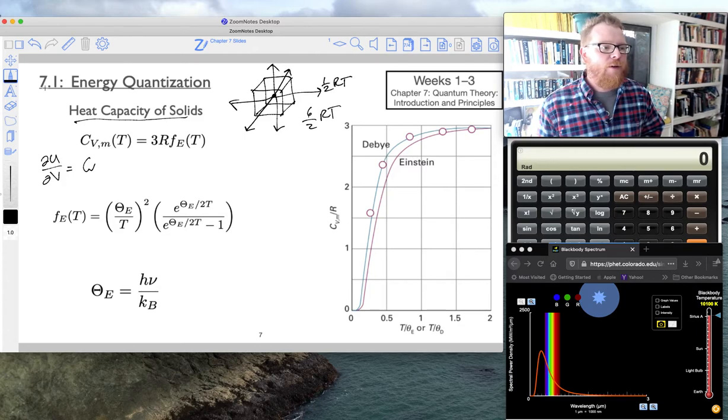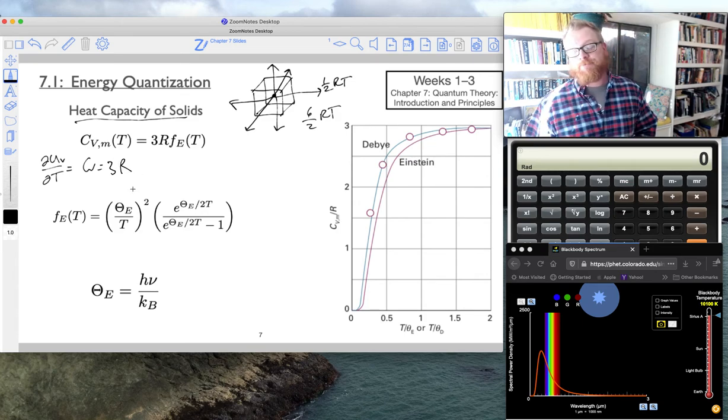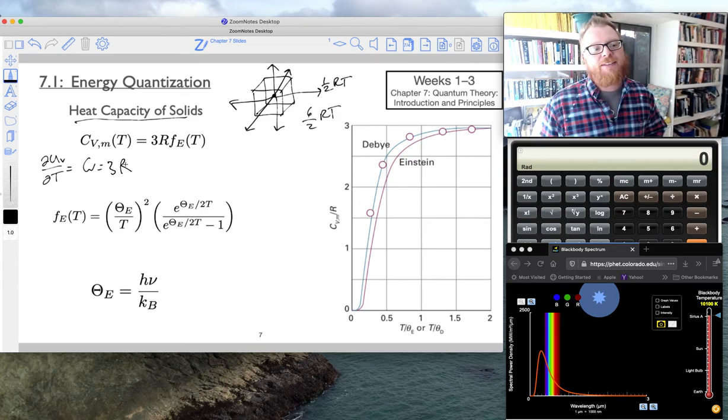And then we recall that the derivative of internal energy with respect to temperature, I did that wrong. This is why I need a review. The derivative of constant volume internal energy with respect to temperature gives me CV. So if I take the derivative of this, I get 3R, since 6/2 equals 3. So you can see now the heat capacity of a solid, CVM, equals 3R.